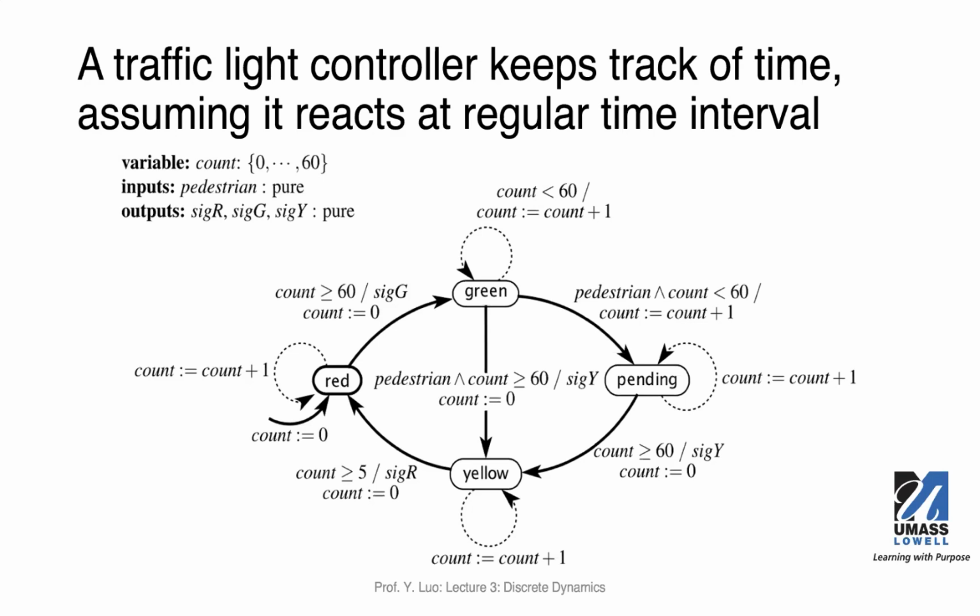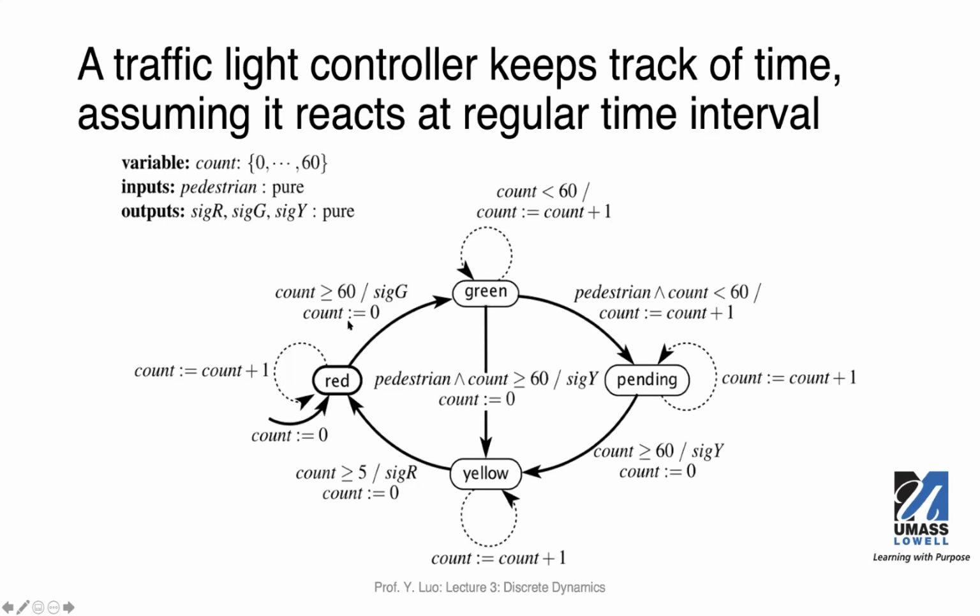And this is an extended state machine because we have a variable count, and the variable can have a value from 0, 1 up to 60. The input to the state machine is one pure signal, pedestrian, and the outputs are signals R, G, Y. Those are the control signals for the lights, and they're all pure signals, so absent or present.